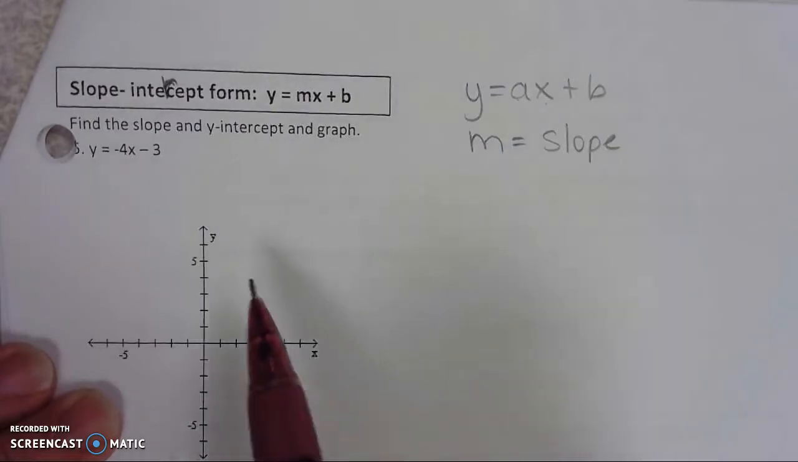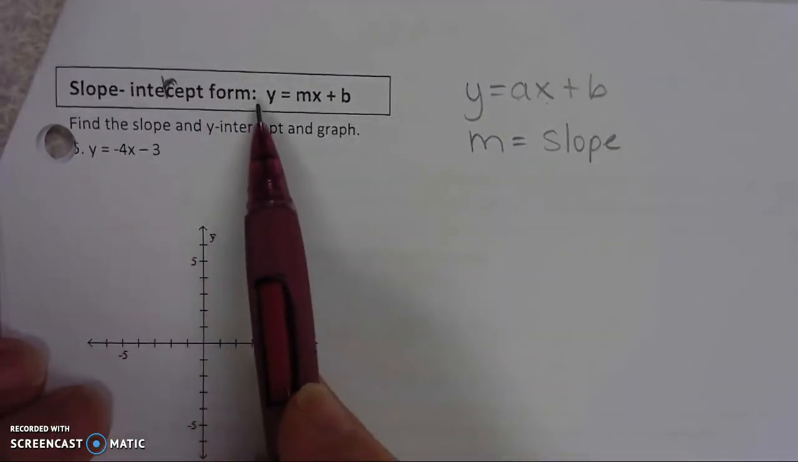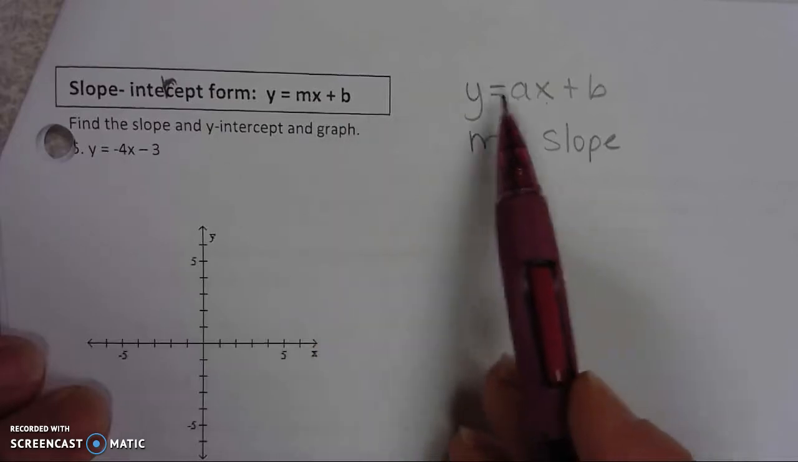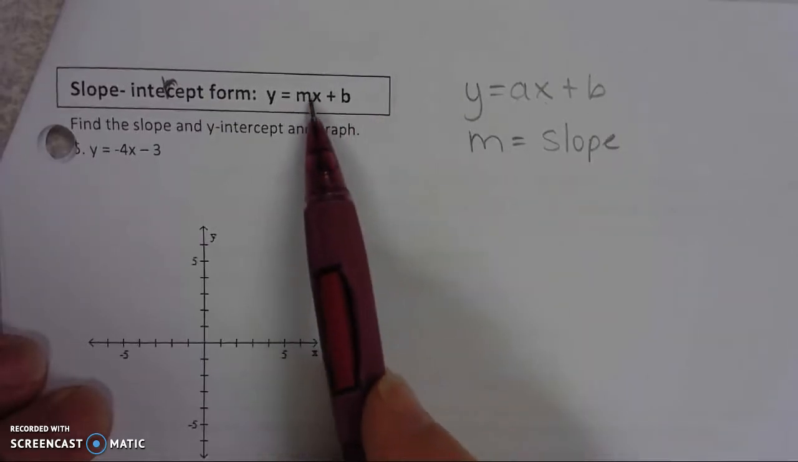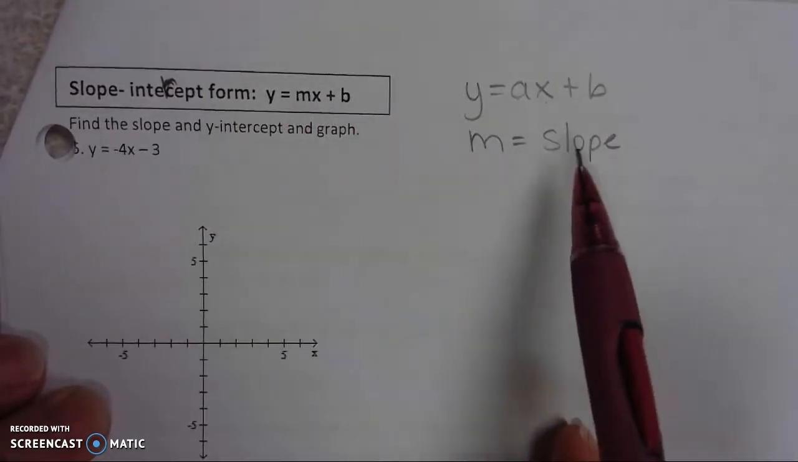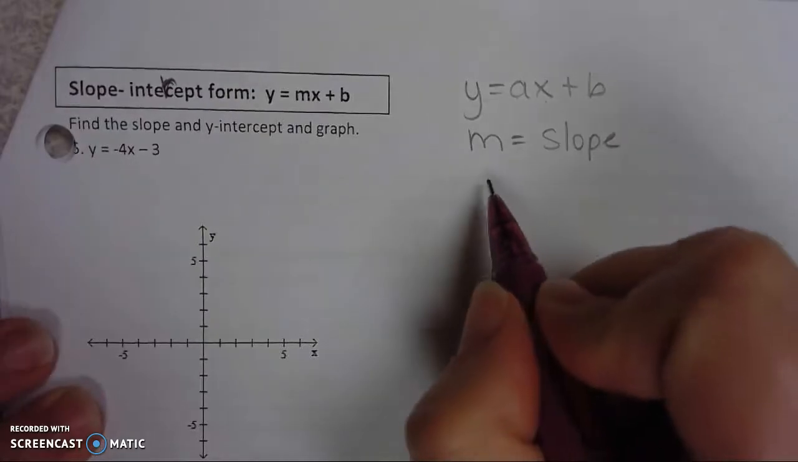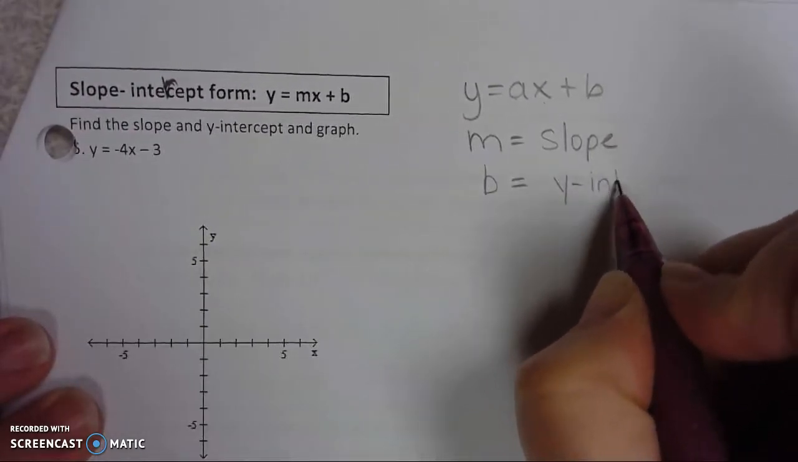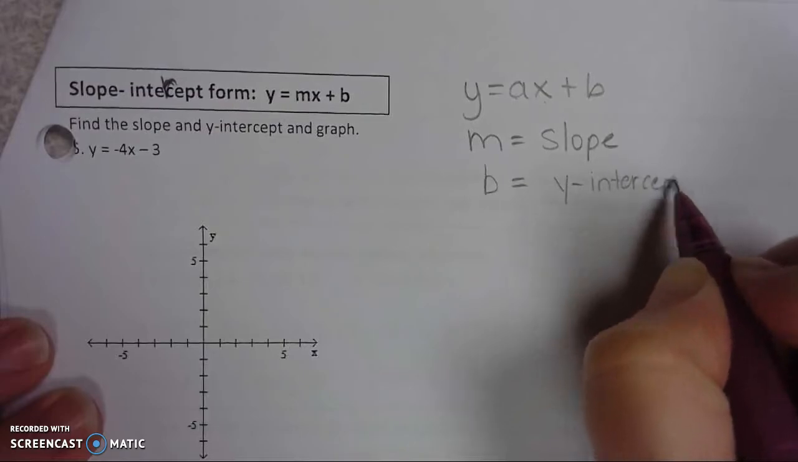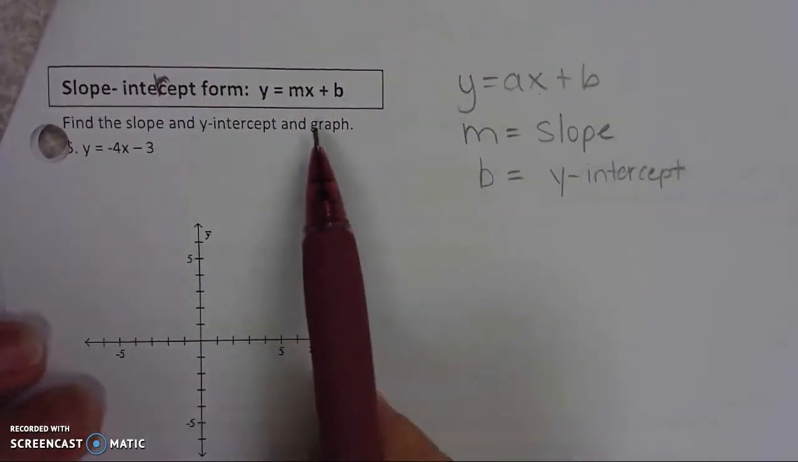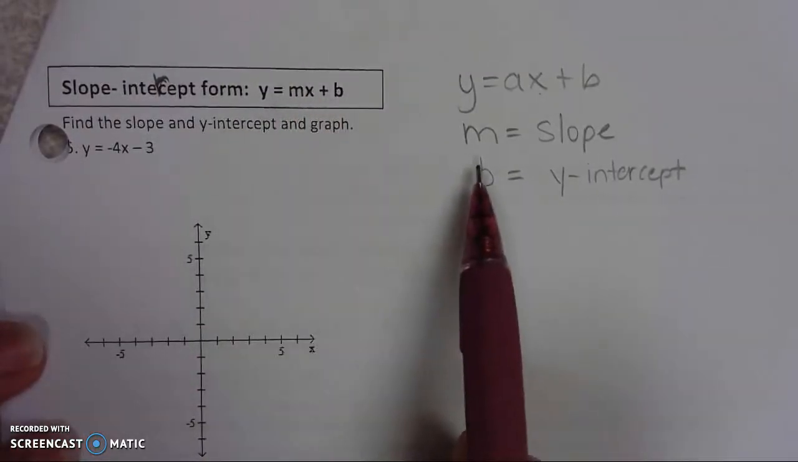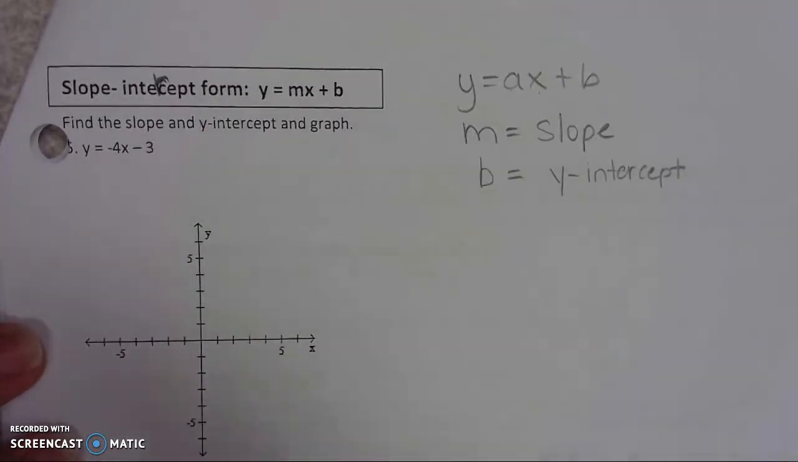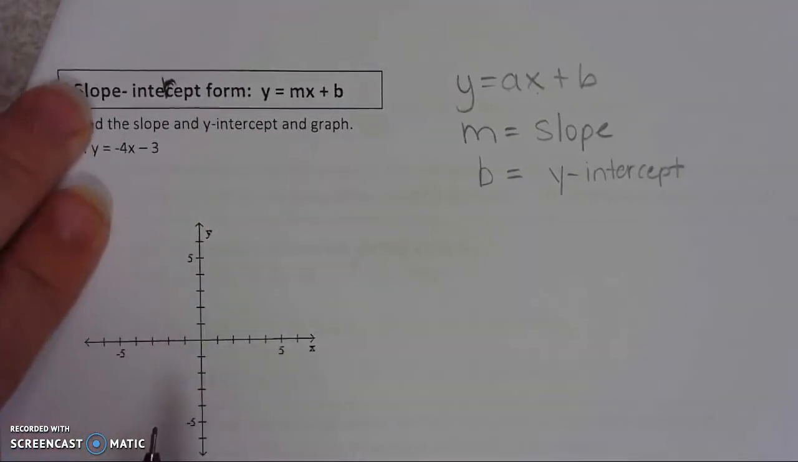Okay, so anytime you have a linear equation written in this form, y equals mx plus b, m and b are numbers, just like a and b are numbers. The number in front of the x is going to be my slope, and the b is going to be my y-intercept. So I can take these two pieces of information, the y-intercept and the slope, and graph my equation. Alright, so let's take a look at this one.